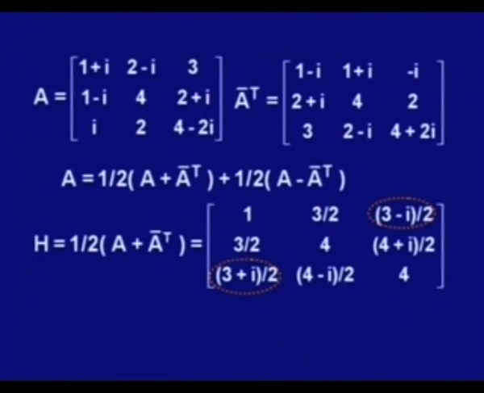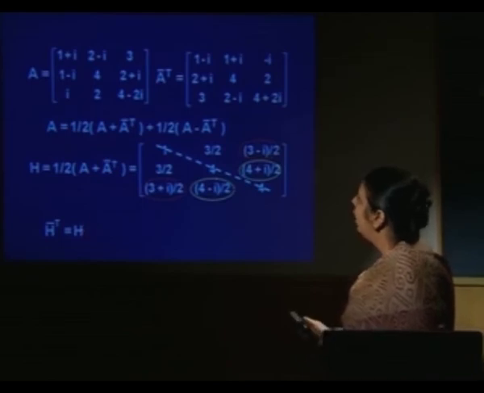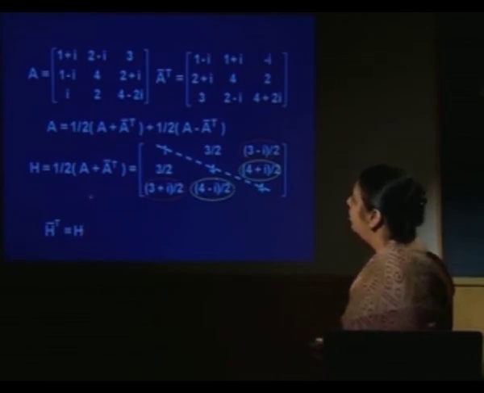So, this matrix is Hermitian. These elements are H bar transpose, they are equal. Same thing happens here. This is a diagonal, and that means H bar transpose is equal to H, and this proves that H is Hermitian.